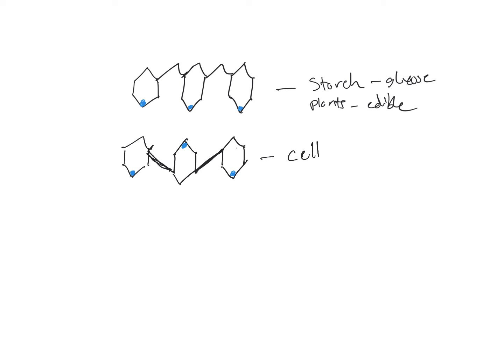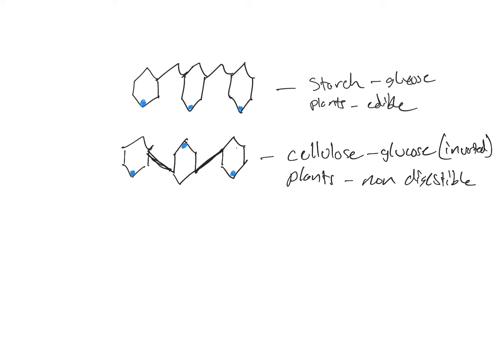So cellulose, this is also made of glucose, but I'm going to put the word inverted because it inverts each time. This is also found in plants, and this is non-digestible. So these are like your fibers and things of that nature. If you've ever seen your pets eat grass, they're eating a lot of cellulose and they end up actually throwing it up because they can't digest it either. Some animals can. We certainly cannot do that either. So that's starch.